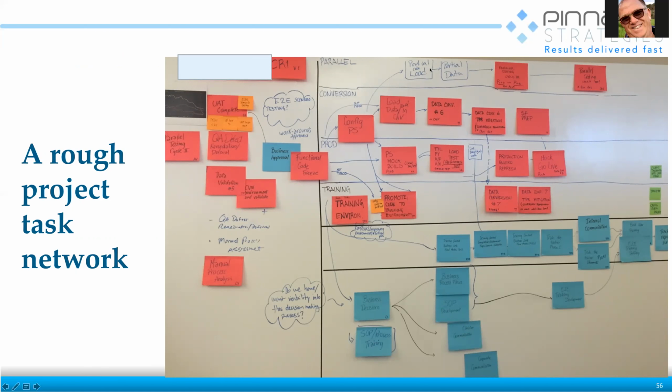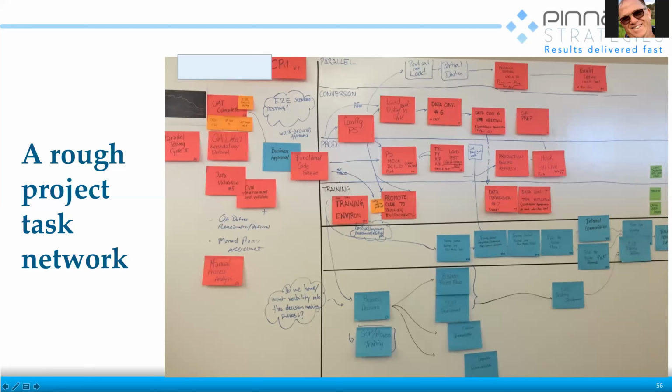All right, so like here's partial data, partial load. People are starting to add stuff to the board. And notice that, see this line right here? This is supposed to be project start. And then people started adding stuff before that because, holy cow, we've got to do this and this.